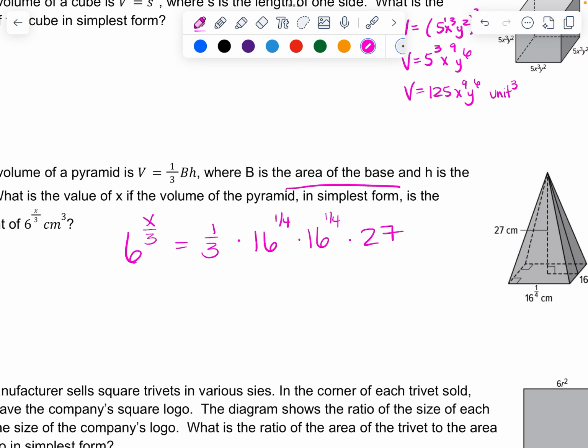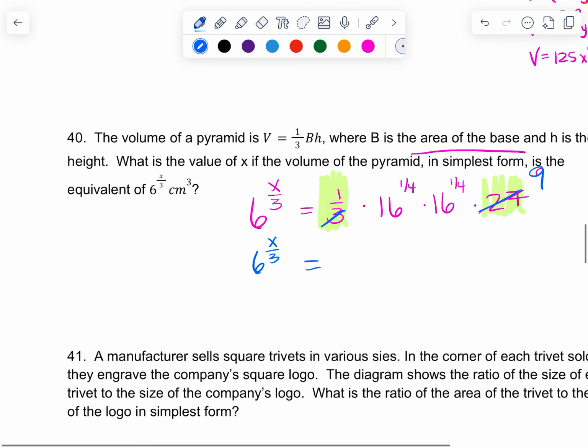Okay, so let's do some simplifying here. Some of you are like, oh, well guys, this is a regular number, this is a regular number. So how many times does 3 go into 27? Goes in 9 times. Oops, I wanted to do a different color. Goes in 9 times. So now that fraction's gone away. So 6 to the x over 3 equals, now 16, oops, I shouldn't be writing up there. I should be writing over here. Let's do 16.